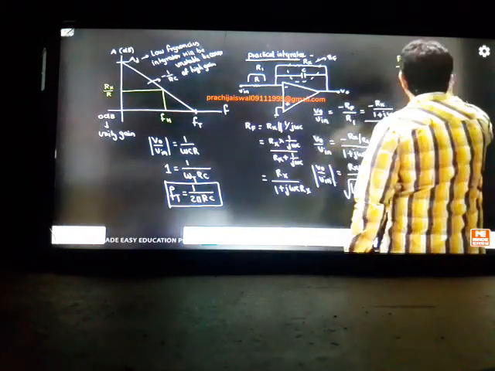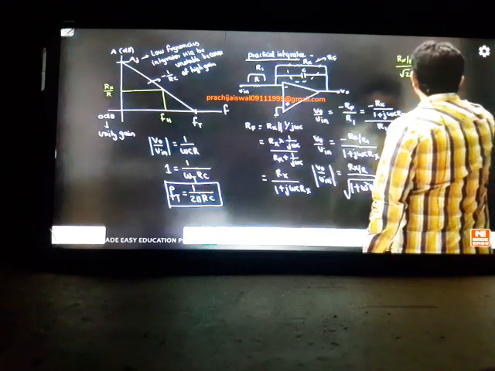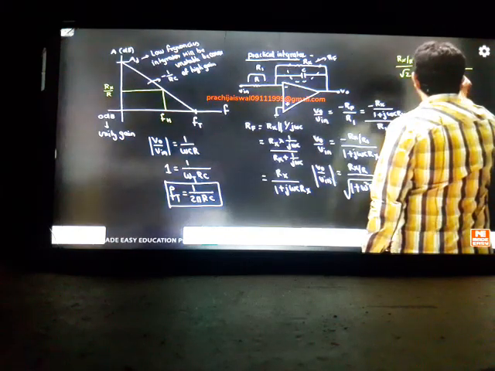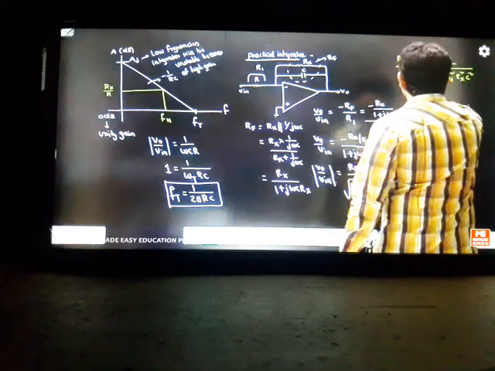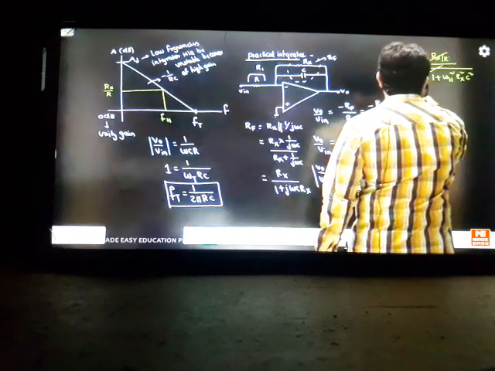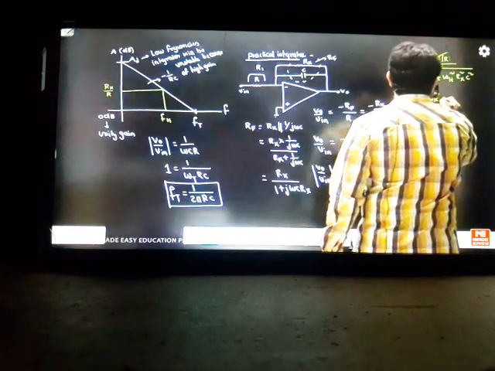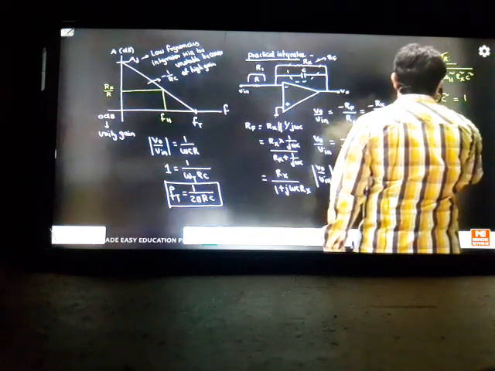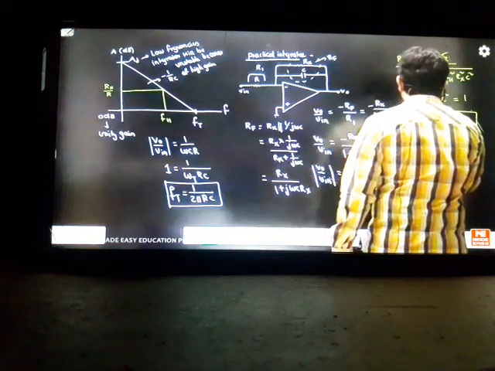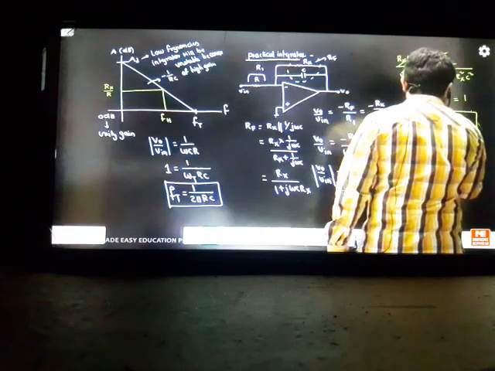Your gain has to fall by root 2 times. Rx by R divided by root over 1 plus omega H square into Rx square C square. So this Rx by R will be cancelled, this root we can cancel. So omega H square Rx square C square, you can take it as 1. So FH is equal to 1 by 2 pi Rx into C. So this is your answer for the 3 dB frequency. So this is called bandwidth.